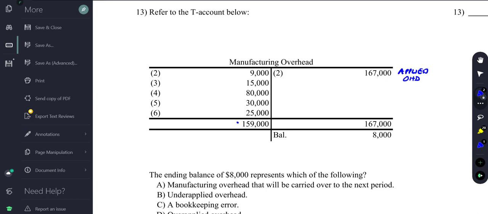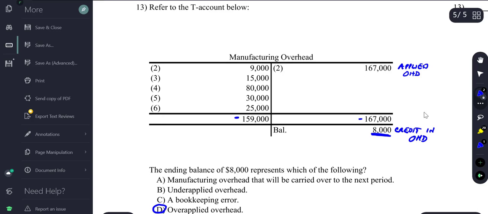So what we have is a debit amount here and a credit amount here, and we have a credit balance here. Whenever we have a credit balance in overhead, we're going to have over-applied overhead. This means we put too much overhead in work in process, more than what we actually incur in cost. So for number 13, the answer is going to be letter D, over-applied overhead. Okay.